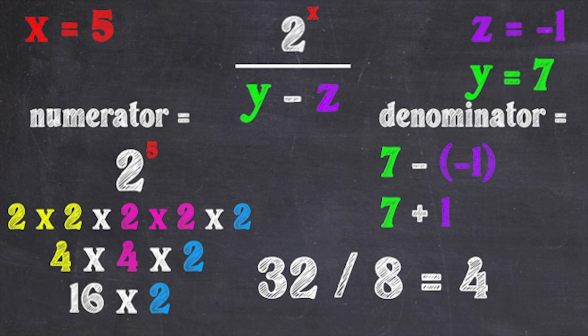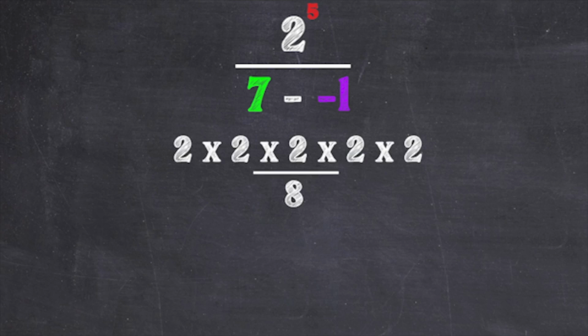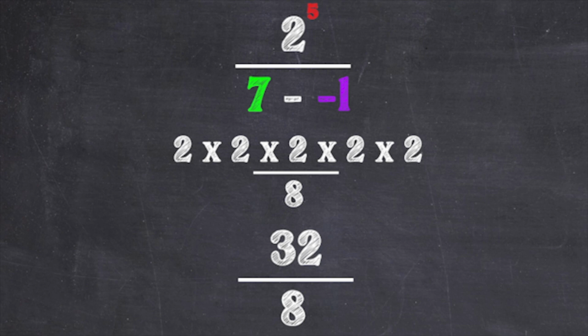algebraic expressions with fractions, solving the numerator and denominator simultaneously. After inserting 5 for x, 7 for y, and -1 for z, we have 2 to the 5th power over 7 minus -1. We can continue to simplify by multiplying 2 by itself 5 times over 8. Now we have 32 divided by 8, which is equal to 4.